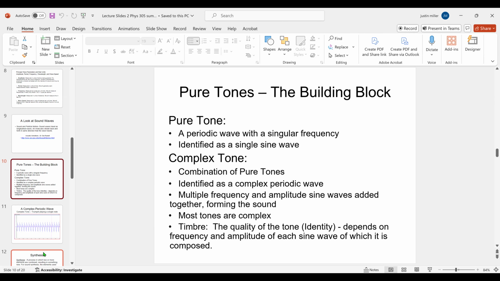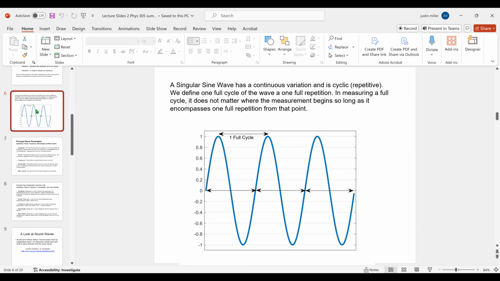Well, when we talk about a pure tone, it's just one singular vibration, one singular frequency, and that's identified as one singular sine wave. So if we went back to something like this and said, hey, this is a graph of a particular sound, this would be that of a pure tone then, because we'd have one sine wave. It's doing the same thing over and over, and that's it. It's a cyclic pattern. It's a single sine wave. This would be a pure tone.